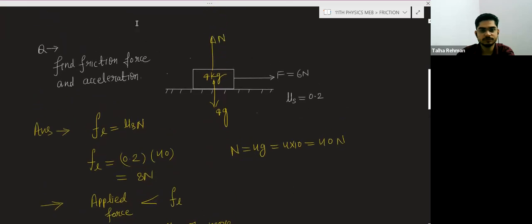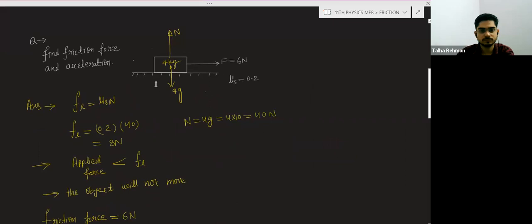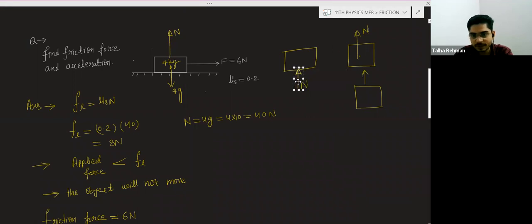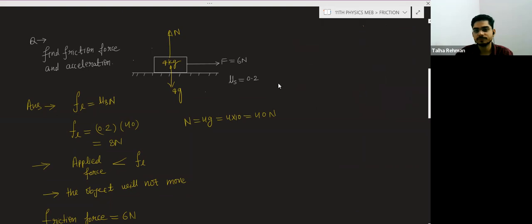Write down this. Just one thing: here I have written the normal reaction like this. So don't think the normal reaction is only like this. If I write the normal reaction like this, this will also be correct, because this is a vector quantity and we can just slide the vectors like this. Basically, this 4 kg we are considering as a point mass, so there is no problem. Okay, write down now.